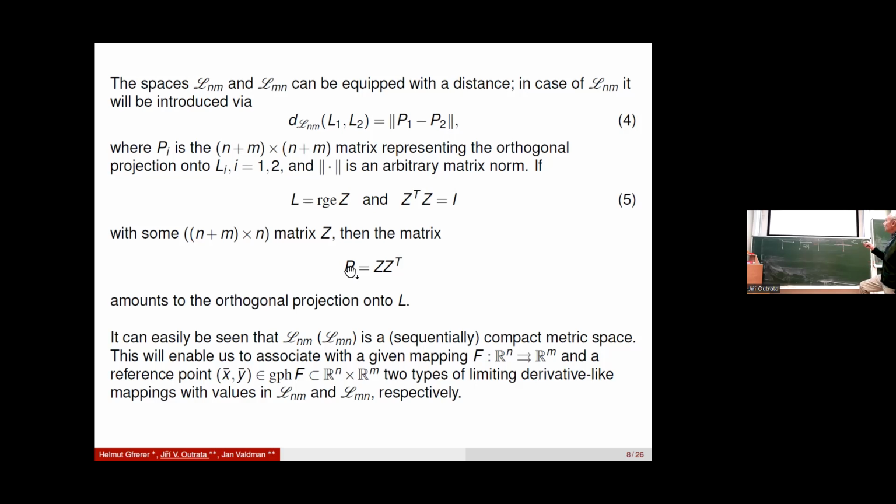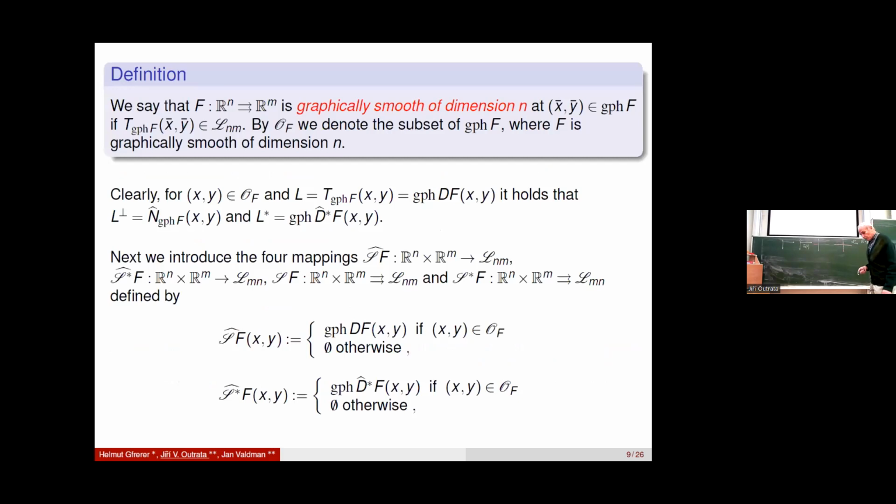And in particular, based on this metric, we can define, in fact, four different derivative-like objects working in these spaces. And for my lecture today, we will need just two of them. Before I introduce them, let me say that some multifunction F mapping Rn into Rm is called graphically smooth of dimension n, provided first that x bar, y bar belongs to the graph of F, and second, the tangent cone to the graph of F at the point x bar, y bar belongs to this space. It means it's a subspace of the right dimension.